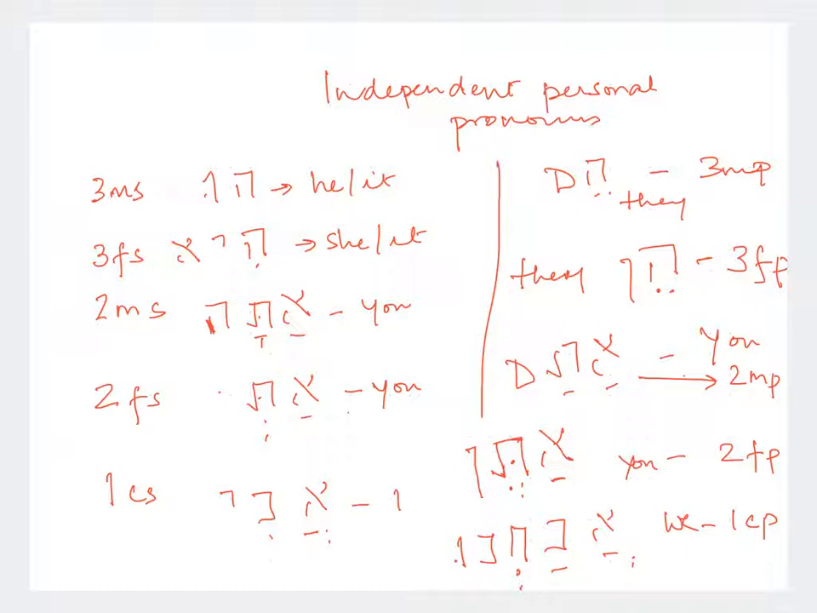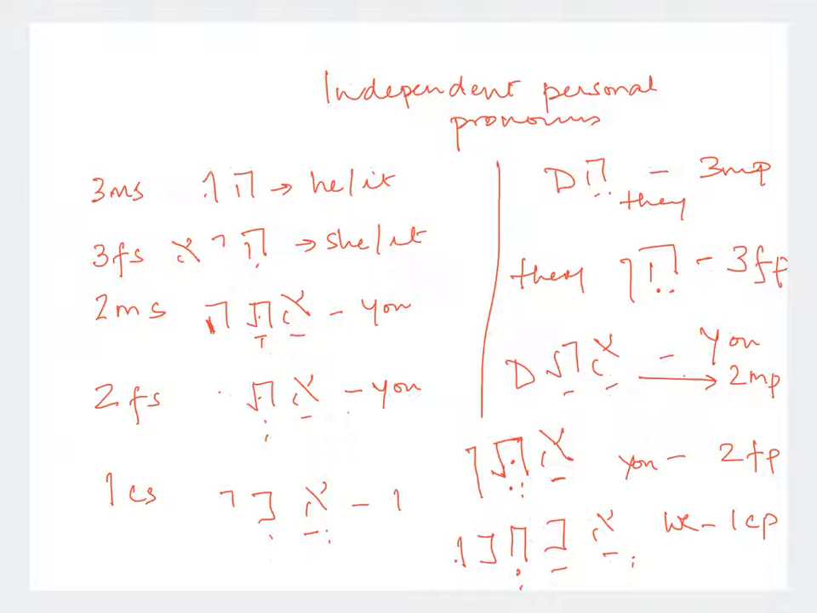Pronouns can either be personal, as in he, she, we, you, etc., or they can be demonstrative, as in this, that, these, those. So remember, pronouns can be personal, as in he, she, we, you, or demonstrative, as in this, that, these, those.